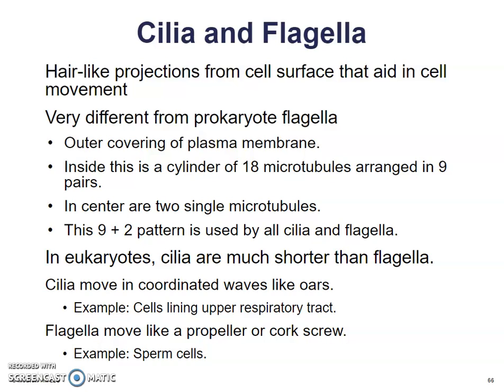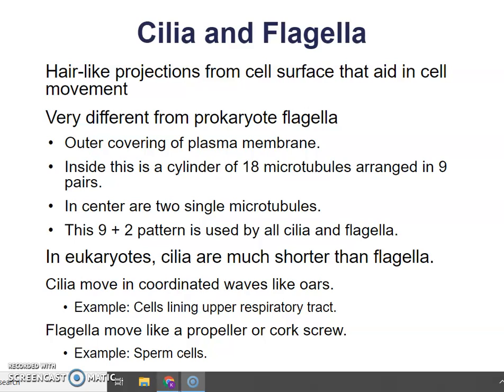Cilia and flagella. Cilia are hair-like projections from the surface of a cell that help it move. All right, in eukaryotic cells, the cilia and flagella are very different. They have an outer covering of the plasma membrane, and inside there's a cylinder of 18 microtubules arranged in 9 pairs. And in the center there are 2 single microtubules, so this gives us a 9+2 pattern that is used by these extensions of the cell membrane. In eukaryotes, cilia are much, much shorter than flagella.